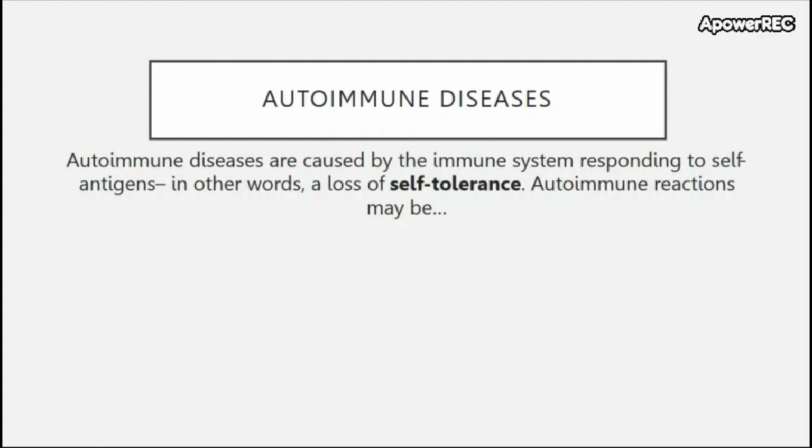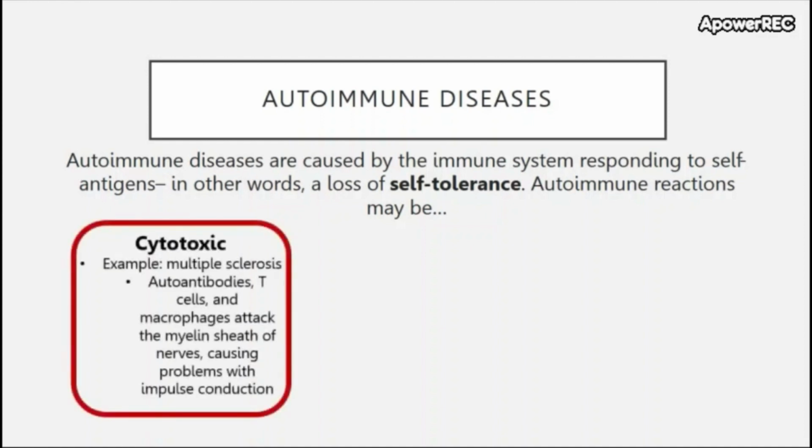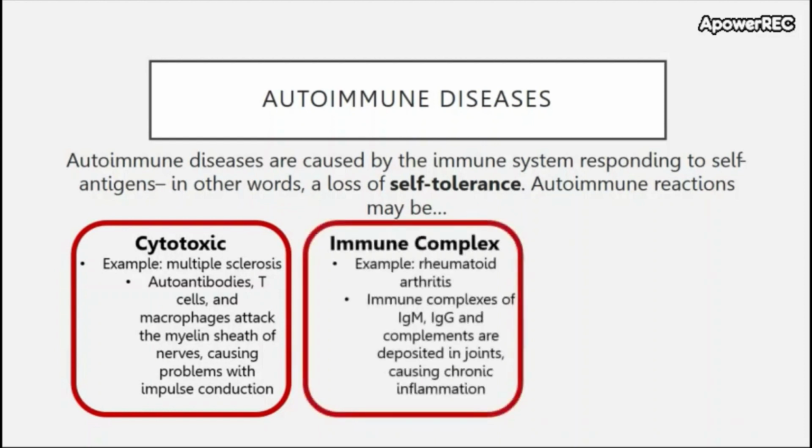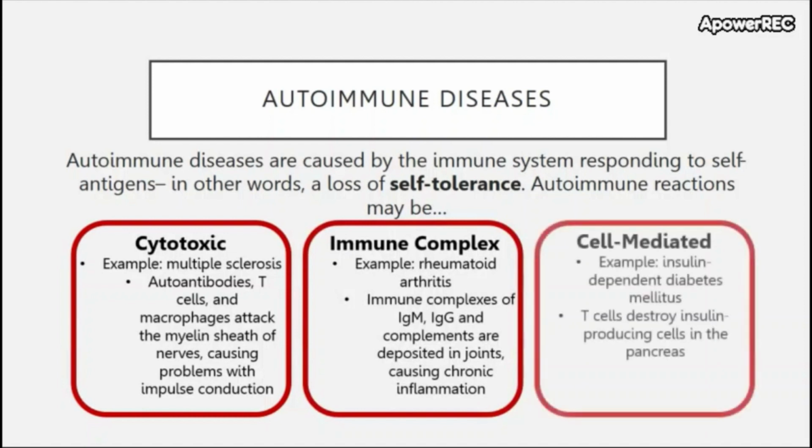Autoimmune reactions may be cytotoxic, they might be immune complex, and they might also be cell-mediated. So they have names that signify that their functions are very similar to hypersensitivities, only it's to the self. So let's start with cytotoxic. An example of this is multiple sclerosis, where you have autoantibodies and T cells and macrophages attack the myelin sheath of the nerves, and this causes problems with impulse conduction.